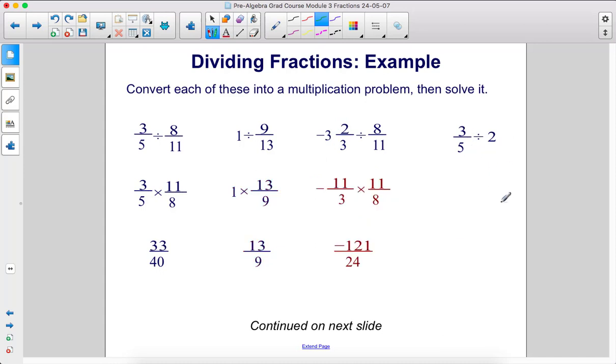3/5 divided by 2. Well, what's cool is that 2 is the same thing as 2 over 1. So look, now we have a fraction problem. Therefore, 3/5 times, flip it, 1/2. 3 times 1 is 3, 5 times 2 is 10. The answer is 3/10. And there you have it.